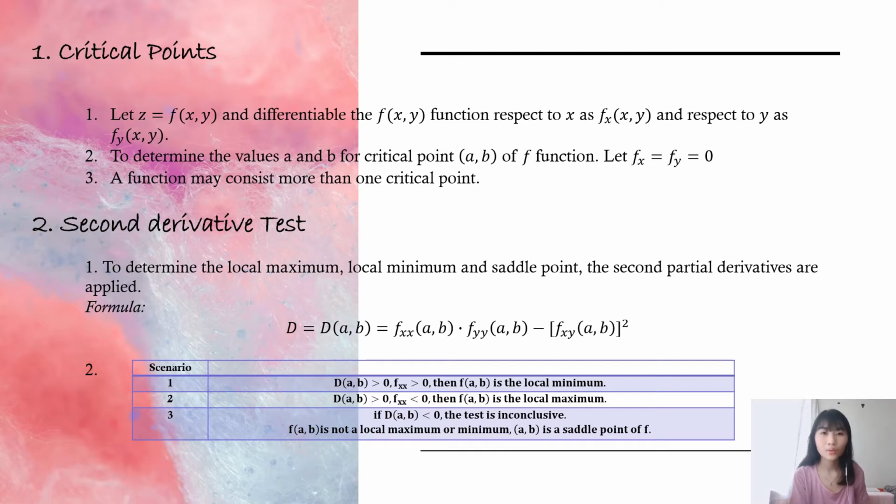Second step, to determine the local maximum and local minimum at the critical point, the second partial derivatives are applied. The formula is D equals f of xx multiplied by f of yy minus f of xy squared. There are 3 scenarios to identify the critical point. The first is if D of (a, b) is greater than 0 and f of xx is greater than 0, the critical point is a local minimum. Second scenario, if D of (a, b) is greater than 0 and f of xx is smaller than 0, then the point is a local maximum. The third scenario is if D of (a, b) is smaller than 0, then the point is a saddle point.